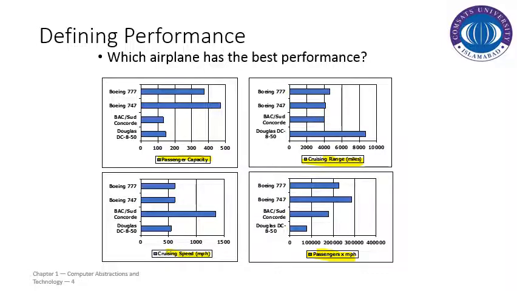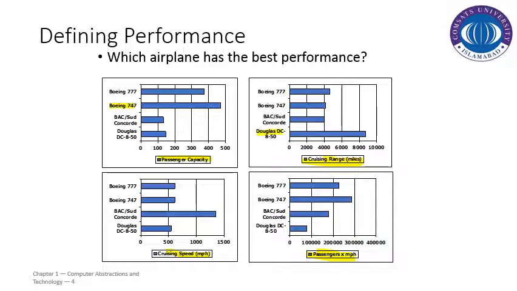For example, for passenger capacity, we can say that the Boeing 747 is efficient as compared to the others. For cruising range, the Douglas DC is efficient as compared to the others, and similarly for the other two parameters. So performance is a relative term that depends upon the parameter we have selected in order to evaluate the systems. Depending upon the performance metric, we compare the systems, and that gives us results for that particular metric. It is not necessary that if a system performs well in one metric, it will perform well in the other metrics also.